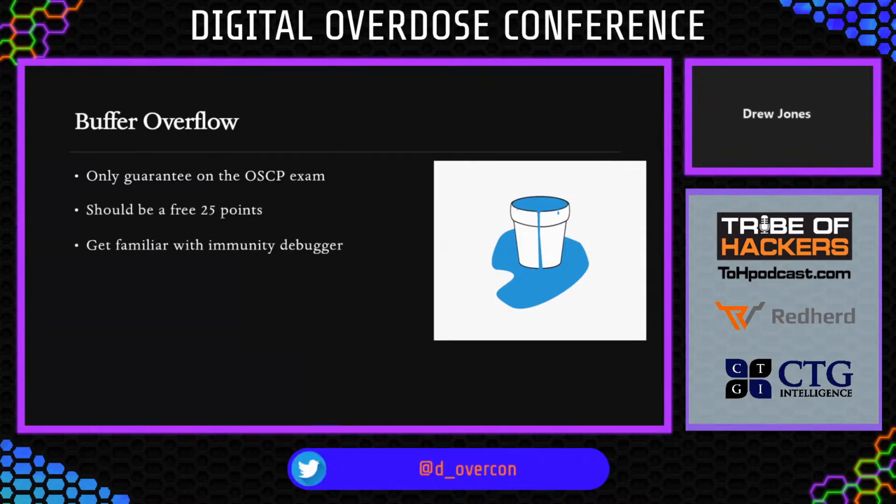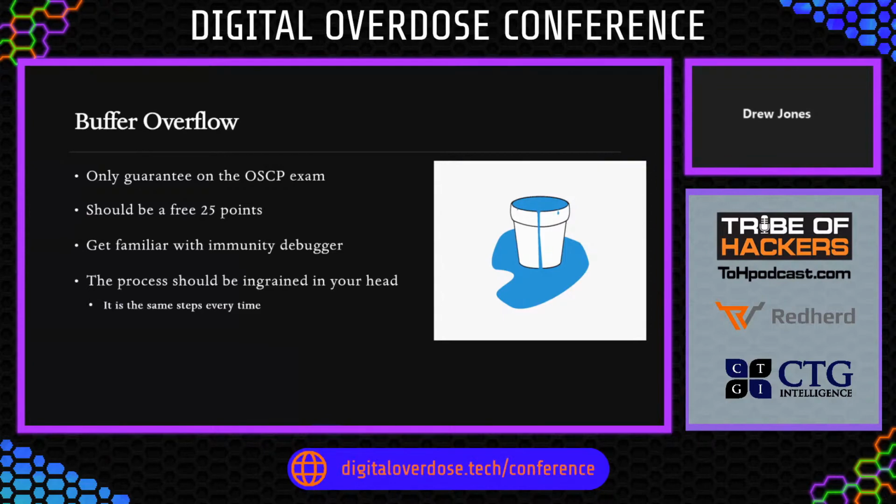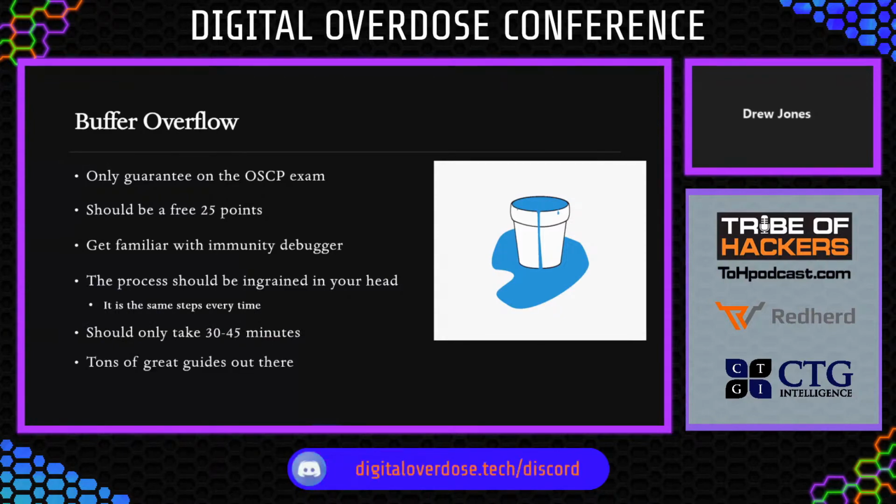I would highly recommend knowing how to use Immunity Debugger well, as a lot of tutorials use Immunity Debugger for the buffer overflow process. And this process should be really ingrained in your head. It's really the same steps every time. For me, I personally wrote it out in 8 steps, but I know other people who did 6 to 10. And it really should take you only 30 to 45 minutes to complete a buffer overflow in terms of how the OSCP takes it. And there are a ton of great guides out there. Each one will teach you in different ways, so I'd recommend checking them out if you are struggling or you just straight up don't understand buffer overflow.